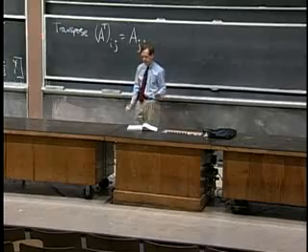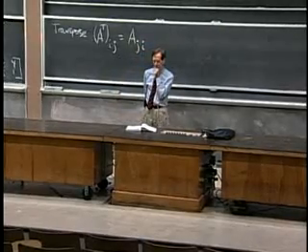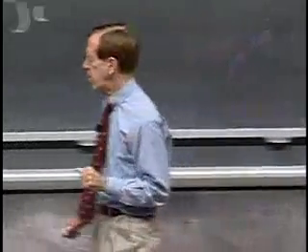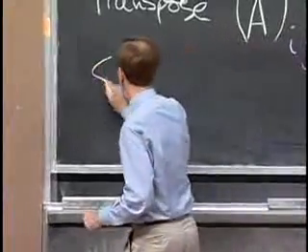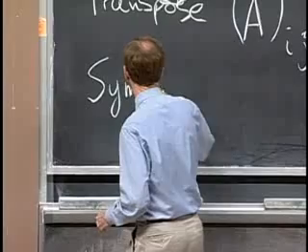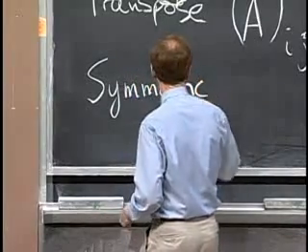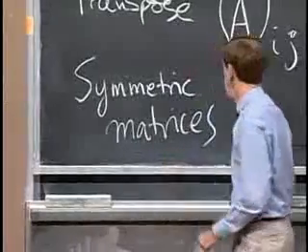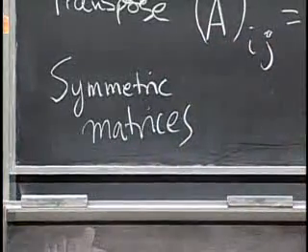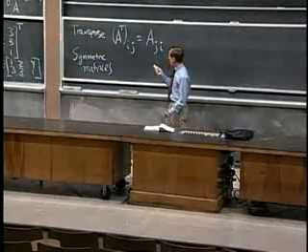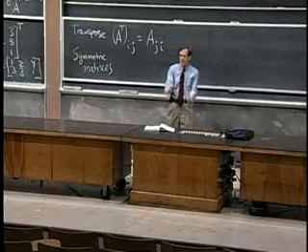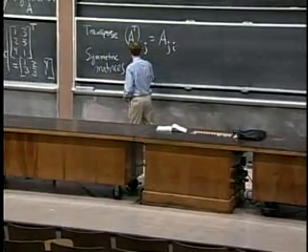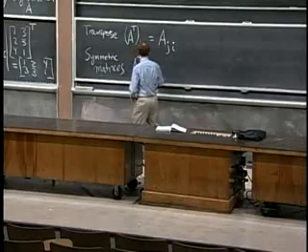Okay. Now, the best matrices, we could say. In a lot of applications, symmetric matrices show up. So can I just call attention to symmetric matrices? What does that word symmetric mean? It means that this transposing doesn't change the matrix. A transpose equals A. And an example.